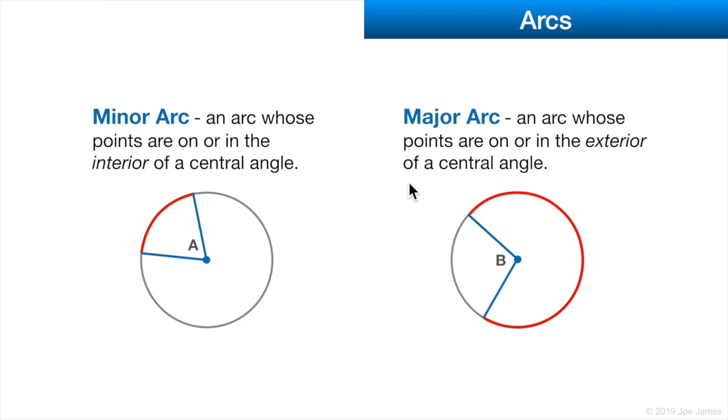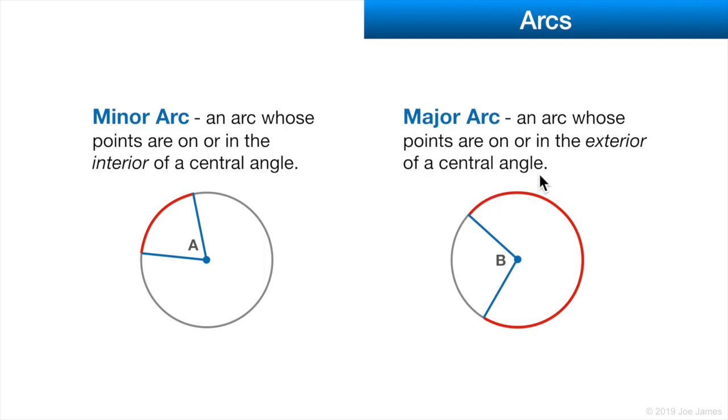Now let's talk about arcs. A minor arc is an arc whose points are on or in the interior of a central angle. I don't know if we talked about a central angle, but a central angle is an angle whose vertex is at the center of the circle. So A is a central angle because the vertex is at the center of the circle here. So an arc whose points are on or in the interior of a central angle. So in other words, this is a minor arc.